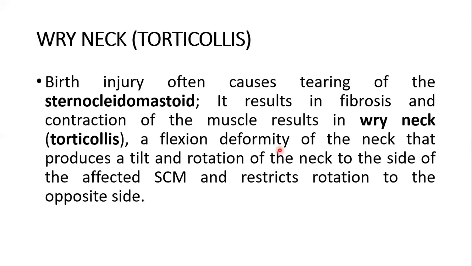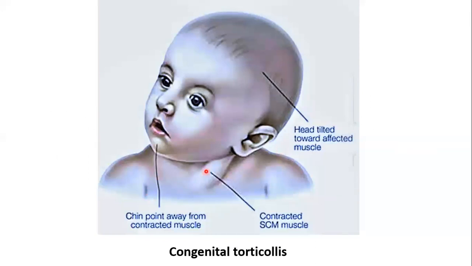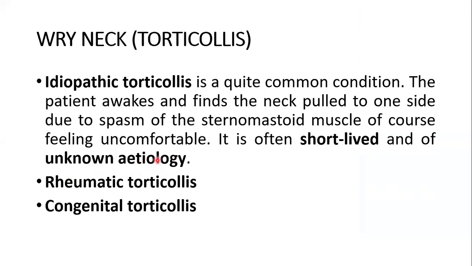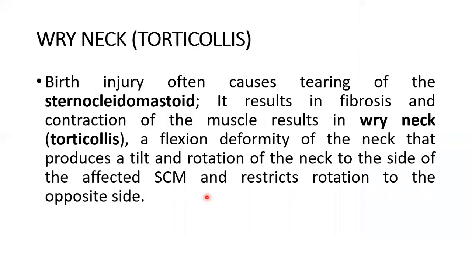So in clinical anatomy, very important is this torticollis or wry neck. You see, this is the wry neck. What happens? It can be congenital, it can be rheumatic, it can be idiopathic. Congenital occurs during childbirth, where injury to the sternocleidomastoid, and its fibrosis and contraction, results in wry neck. Its flexion deformity produces a tilt and rotation of the neck to the side of the affected sternocleidomastoid and restricts rotation to the opposite side.